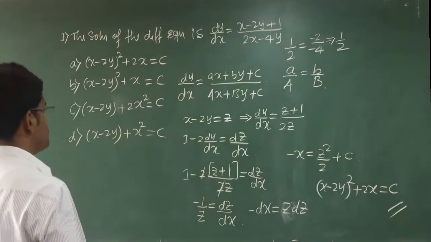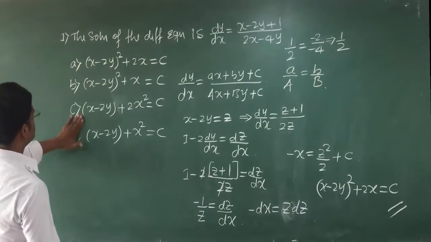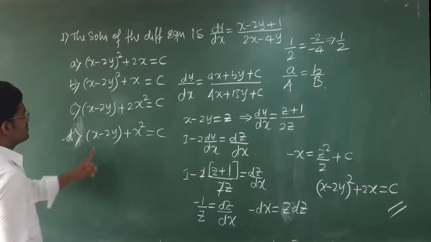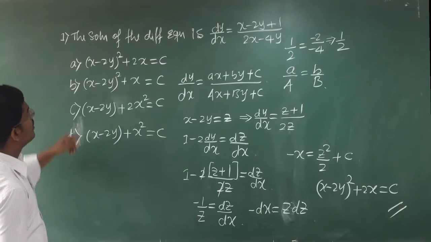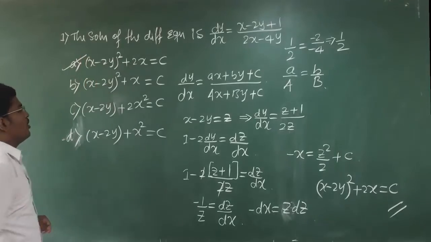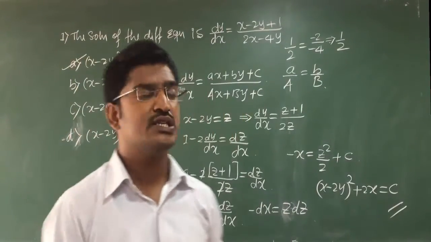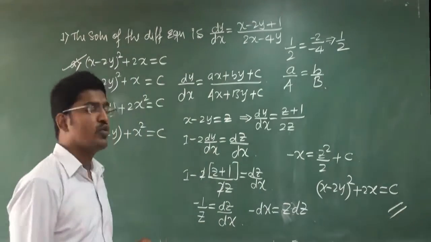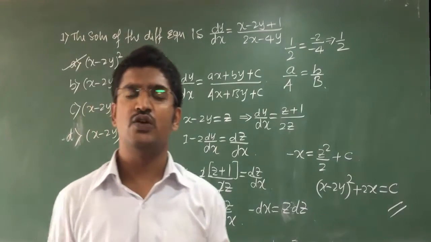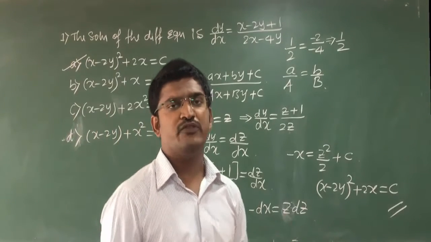So let us see which option. Not D, x minus 2y whole square plus 2x equal to c. Option A is the correct answer. Clear, students? So this is how you have to reduce the given differential equation to variable separable form, and you have to simplify.